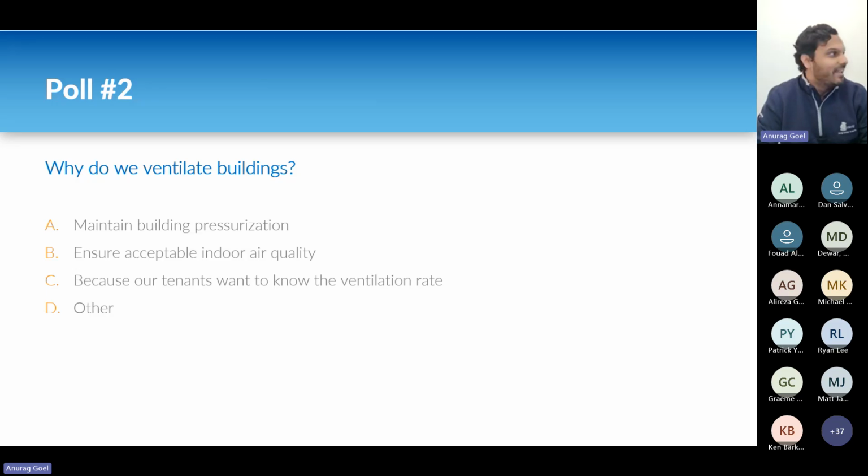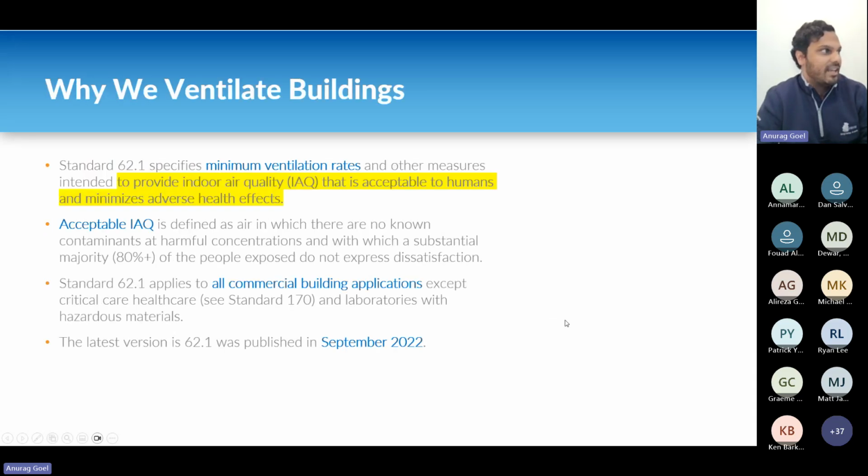That's the second question. All right, the answer to that is we ventilate buildings to maintain acceptable indoor air quality. And acceptable indoor air quality has a two-part definition coming directly from ASHRAE Standard 62.1. That involves a building where contaminants are below healthy levels, and a building where occupants in the space are not dissatisfied. Oftentimes, odors is a proxy for occupant satisfaction with air quality in the space.